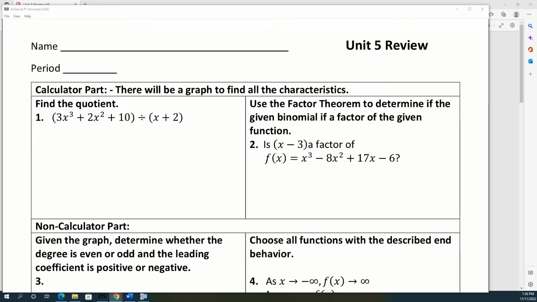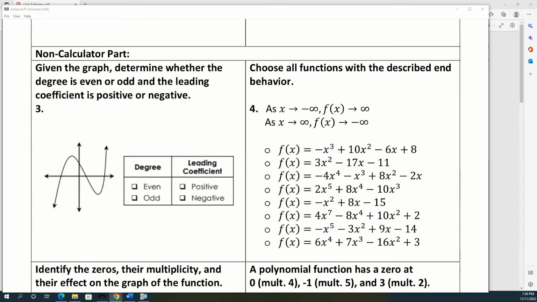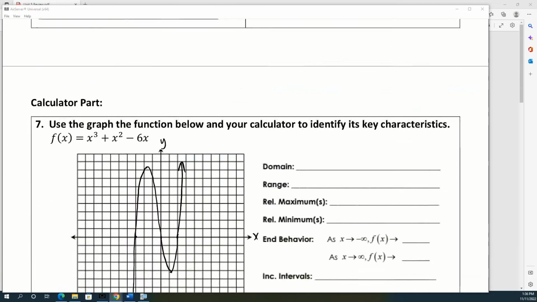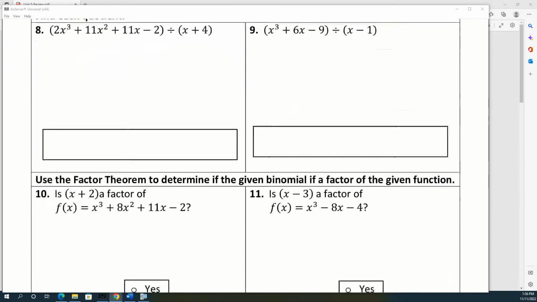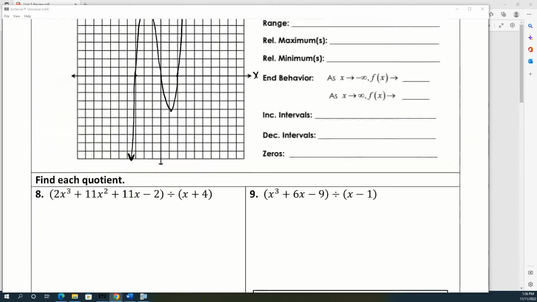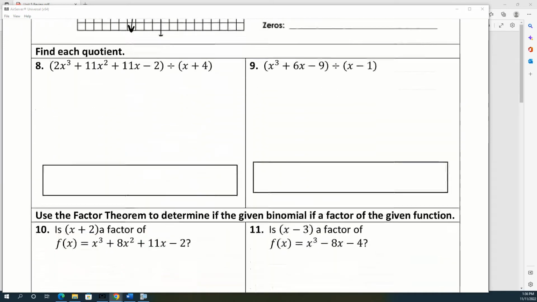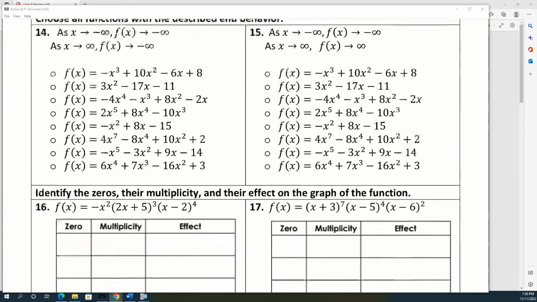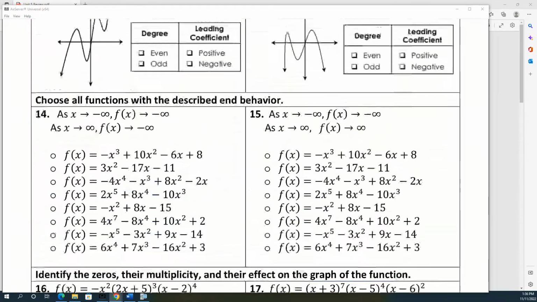Right, so this review has 6 questions we're going to do together, and then the rest of the review you're going to practice on your own. So, starting at number 7, the review is very similar to what you're going to see on your test.